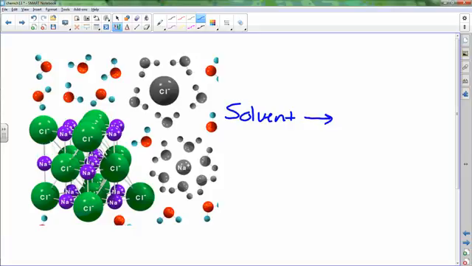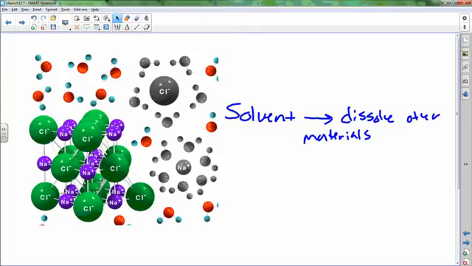A solvent is a material, generally a liquid. Sometimes we can have gases that are solvents, but generally we're talking about liquids. But it's a material that can dissolve other materials. And because of its small size and its polar nature, water is one of the best solvents that we know of.